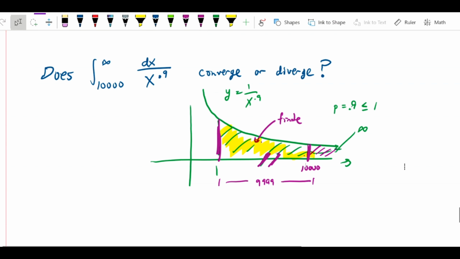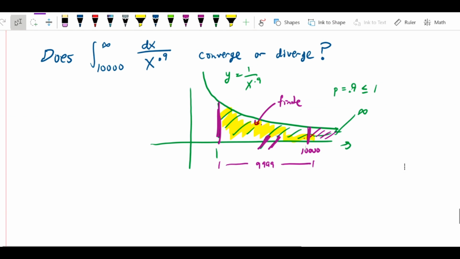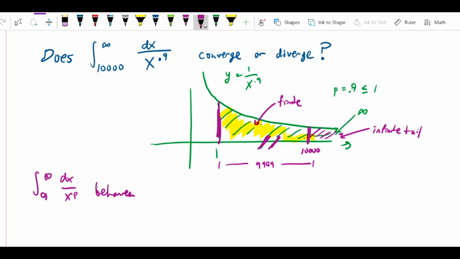So the point is that what we really care about when determining whether a p integral converges or diverges is what we're going to call the infinite tail. The integral from a to infinity of dx over x to the p behaves like the integral from 1 to infinity of dx over x to the p, for any a greater than or equal to 1, because all we're doing is removing some finite amount of area from the total amount of area. It doesn't change whether it comes out to an infinite number or a finite number.